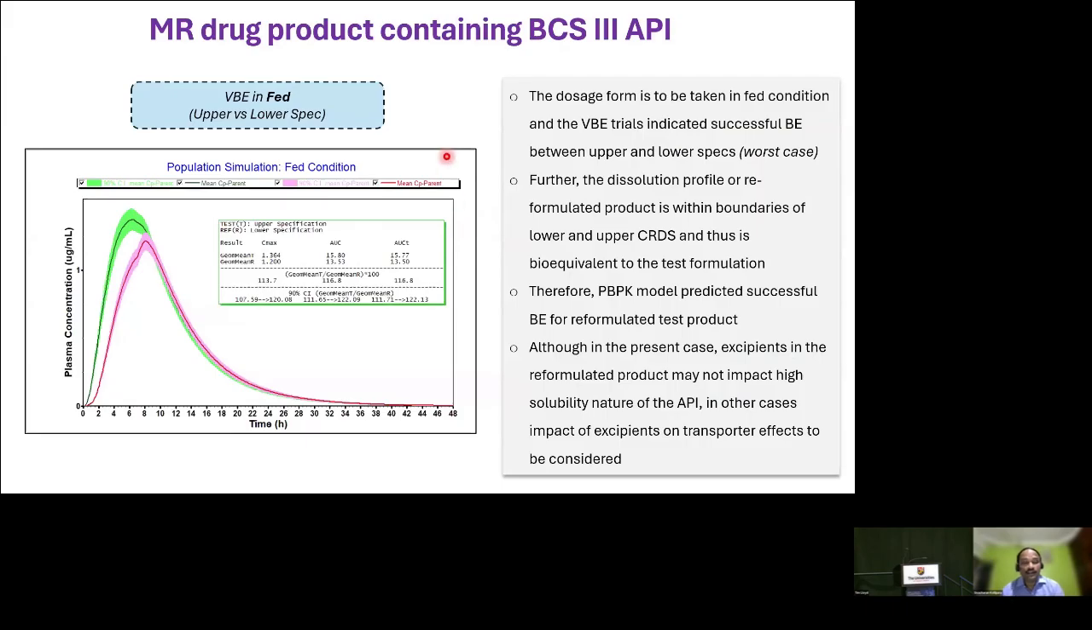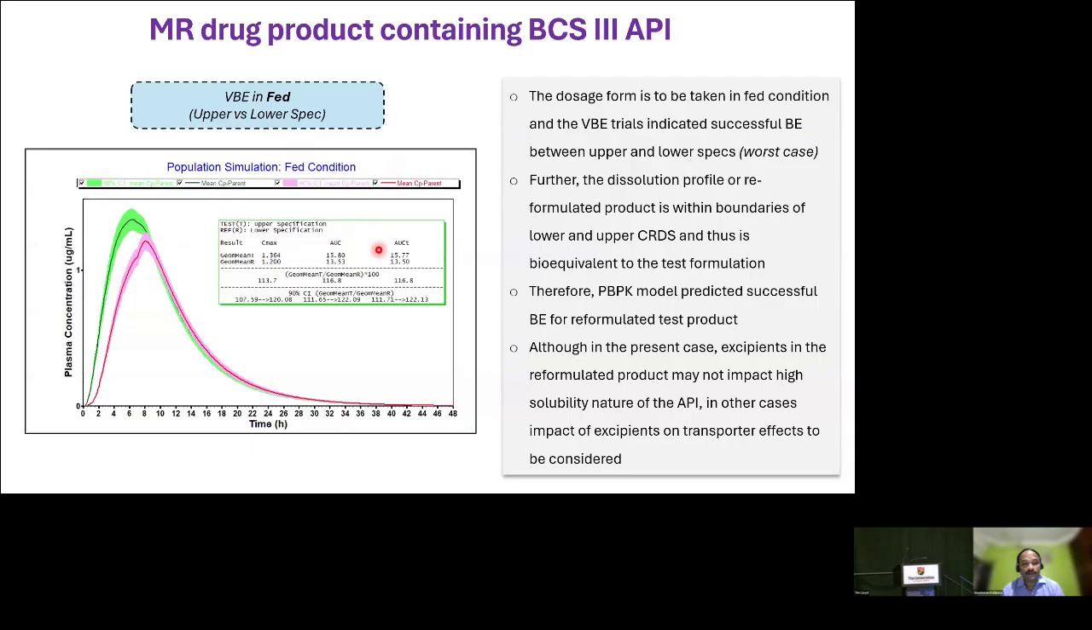So in case of PBPK modeling, basically we have defined the dissolution safe space, and the dissolution specification that we have shown in the previous slide, they are clinically relevant dissolutions, and the actual drug product is to be taken in the fed condition. And this is the virtual bioequivalence result in the fed condition, wherein the lower dissolution specification as well as the upper dissolution specification are bioequivalent to each other. And the fact that the dissolution profile of the reformulated drug product falls within the lower and upper specification, that is also deemed to be bioequivalent.